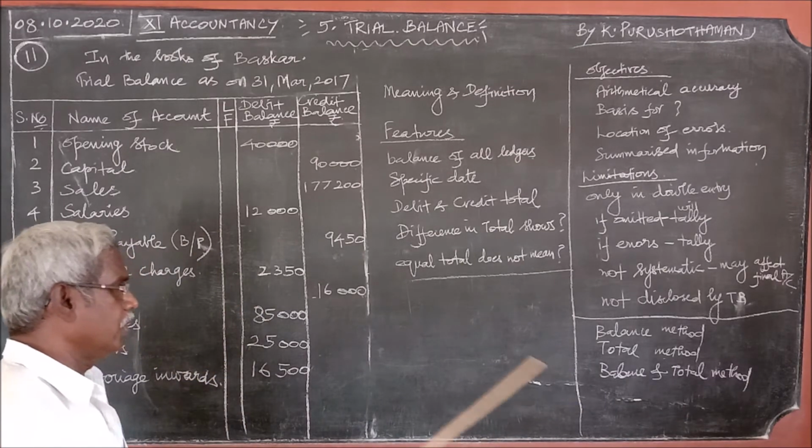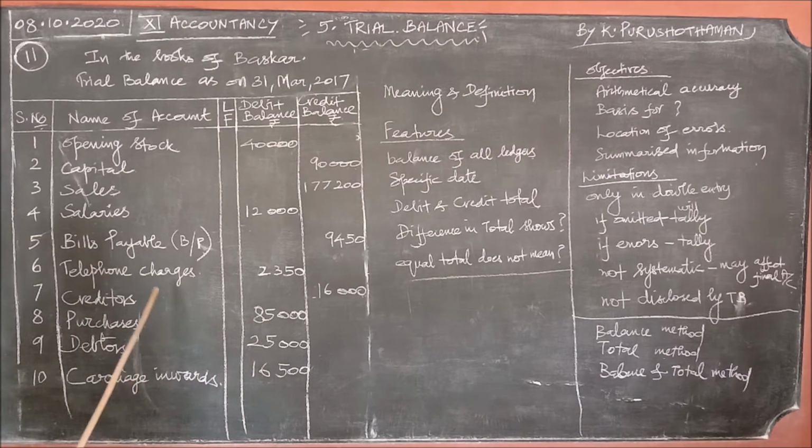I tell you the same example. The telephone charges 2,350. It is an expense you are writing here. Instead of that, you are writing insurance premium 2,350. So your accounts will tally. The total will be equal because you are using the same amount. But you have changed the name of the account. In that case, what are you saying? So if the total is correct, arithmetically it is correct. We cannot say so surely that the accounts we have prepared are correct.